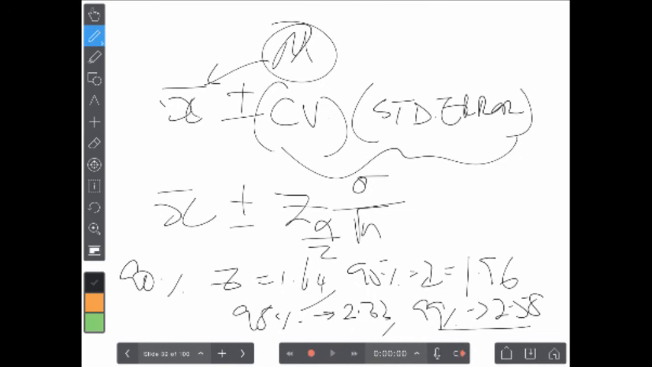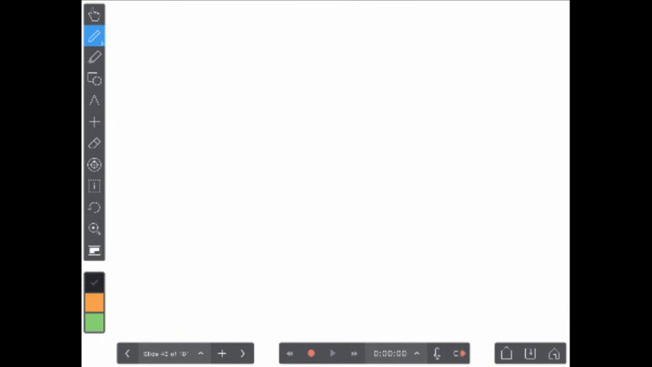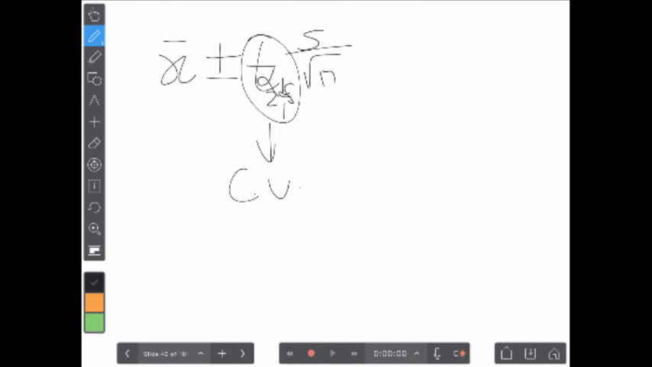What happens when sigma is unknown? If sigma is unknown, then we have the following. X bar plus or minus, we use a t distribution. It will be t alpha over 2, but there's a degrees of freedom associated with that. And then of course we use s over root n because sigma is not known. So that's our critical value, which is t, that's our standard error, and that's our point estimate. All right? Same idea over and over again.